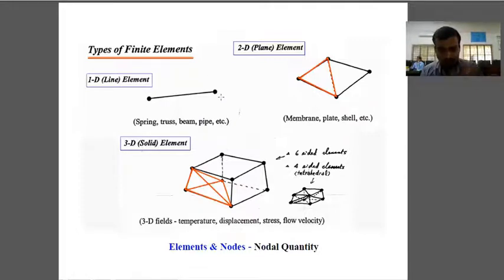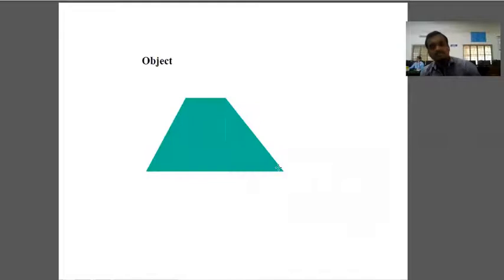Okay, then the next category is two-dimensional elements. These may be triangular or rectangular, and examples are membrane, plate, or shell. Then there are three-dimensional or solid elements. Examples are bricks, which are considered solid or three-dimensional elements. Now, next we will see.